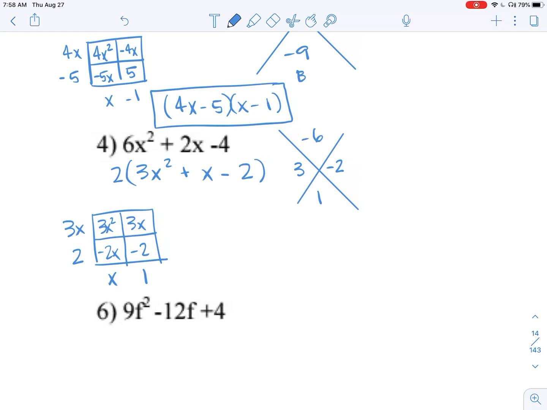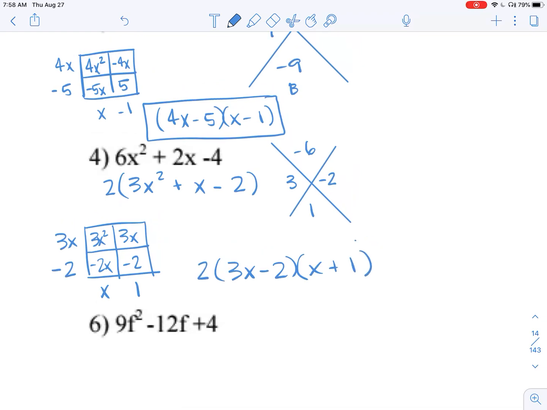I need this right there, and I think that that takes care of everything. So I'm going to have 3x minus 2 and x plus 1. And then I'm going to bring that 2 back down from the very beginning.